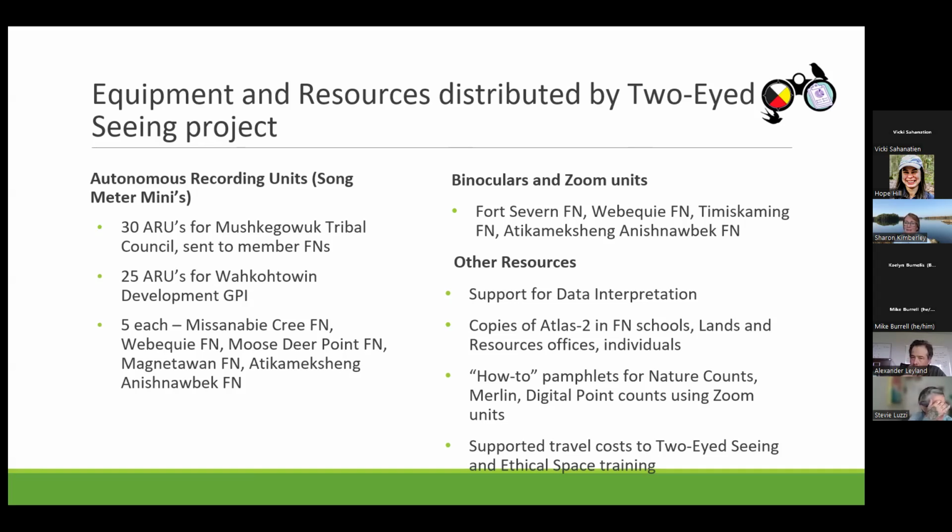I've been giving out copies of Atlas 2 to schools and individuals and Lands and Resources Offices. And we also have paper and, of course, digital versions of really helpful pamphlets on how to use Nature Counts, how to use Merlin, how to do digital point counts with Zoom units. So those are all resources. And then we can also support travel costs for First Nation members to go to different training events. So those are the kinds of things we can do through our project.